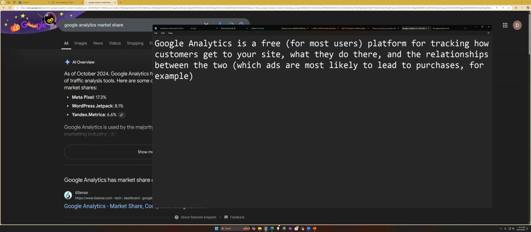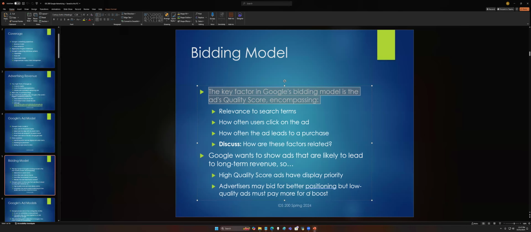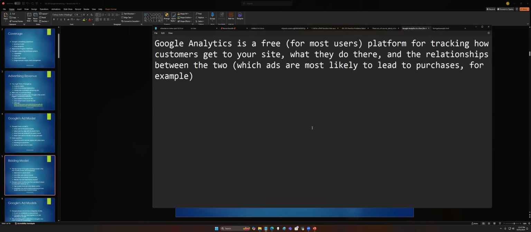Okay, so that's what Google Analytics is. It is this free web analytics platform so you can see what people are doing on your site. And one of the things you get from that is, again, how often the ad leads to a purchase. Well, if you have that, Google's platform also has that. So they have that information about it. Okay, so we'll make the note here.